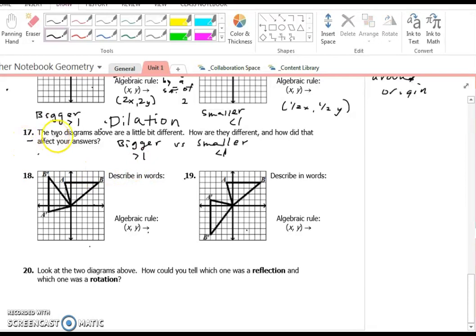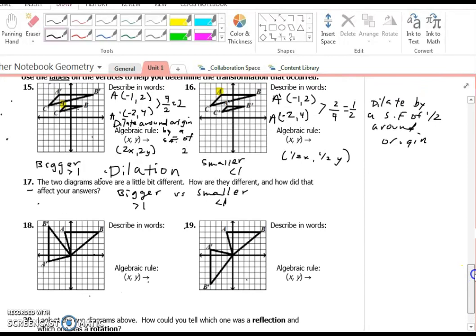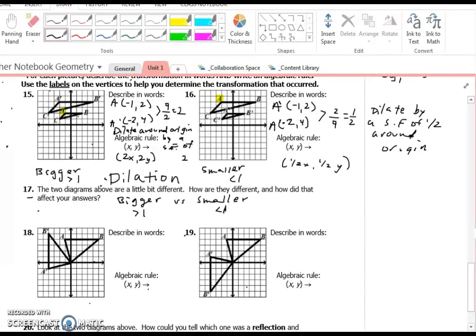It says the two diagrams above are a bit different. How are they different? And again, you just have to pay attention to where you start, right? Start with the small triangle and get bigger, so your scale factor is going to be bigger than 1. And then in number 16, you start with the big triangle and then you get smaller, so your scale factor is less than 1. So really pay attention to your primes and to which diagram you start with.